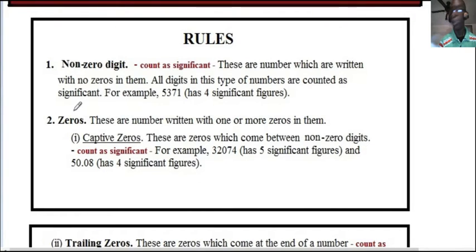Rule number 2. Zeros. These are numbers written with 1 or more zeros in them. This is divided into 3 groups. The first group of zeros are called the captive zeros. These are zeros which come between non-zero digits. These zeros are counted as significant. For example, if you have the numbers 32,074 and 50.08, these are zeros which come between the non-zero digits, and they are called captive zeros, and they are counted as significant. Therefore, the first number has 5 significant figures, and the second number has 4 significant figures.